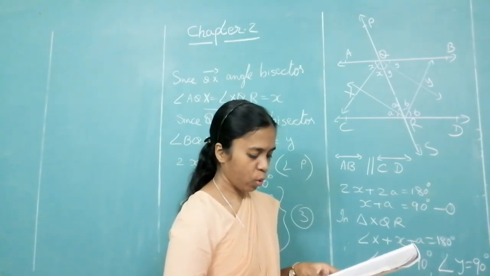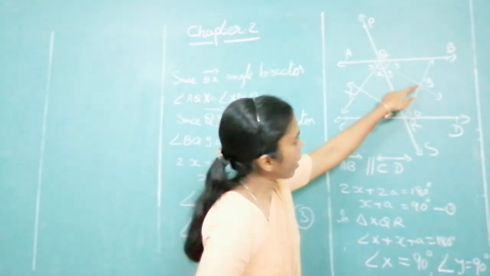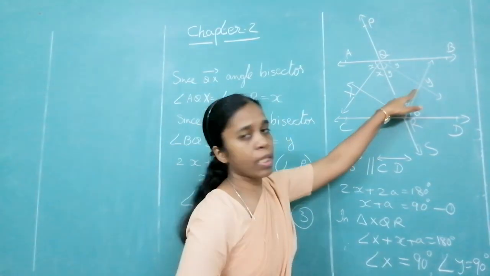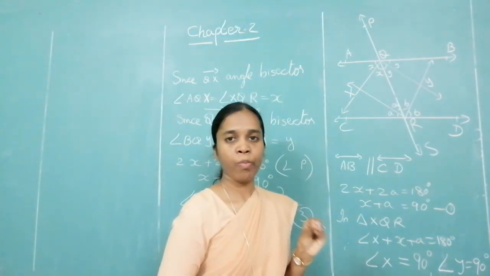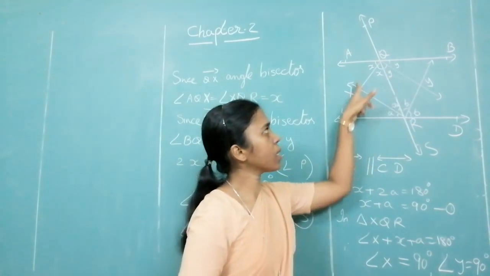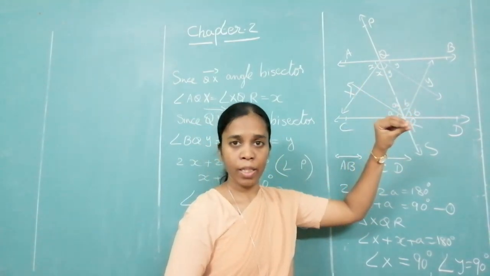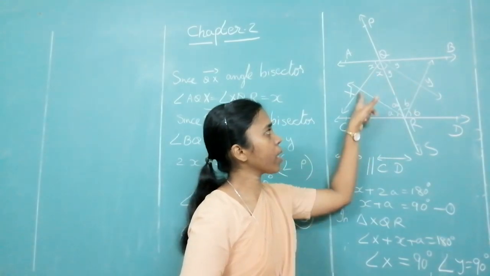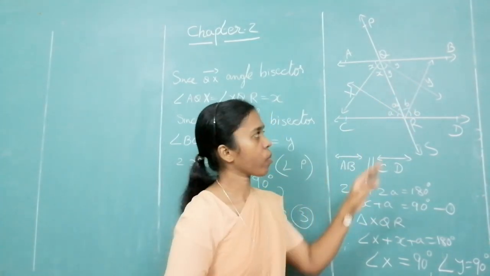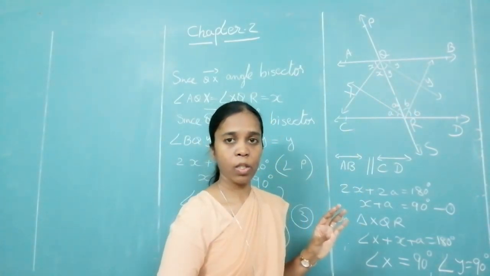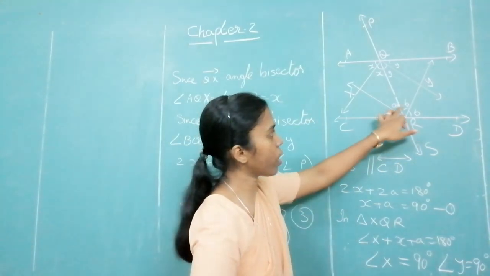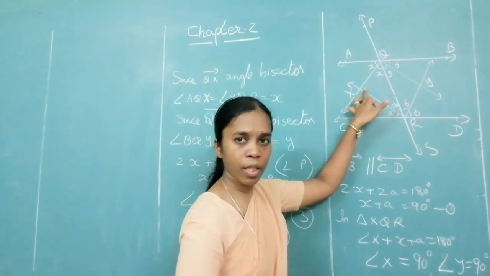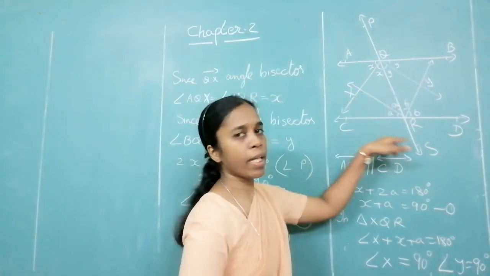Now, what do we have to prove? We have to show that this quadrilateral is a rectangle. How do we prove it? We prove that this is a rectangle by saying that all the angles are 90 degrees, because in a rectangle, all the angles are right angles. So we prove that all these angles are 90 degrees. Therefore, we get this as a rectangle.